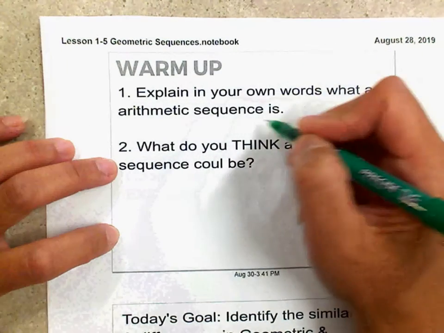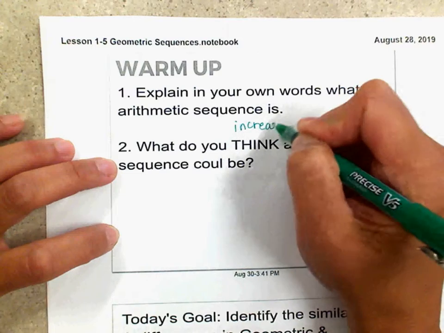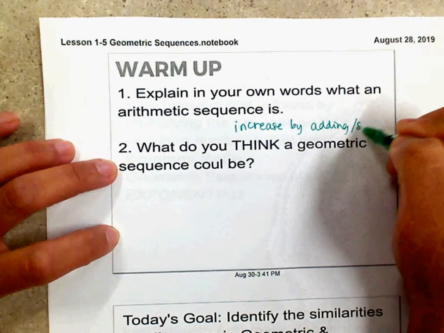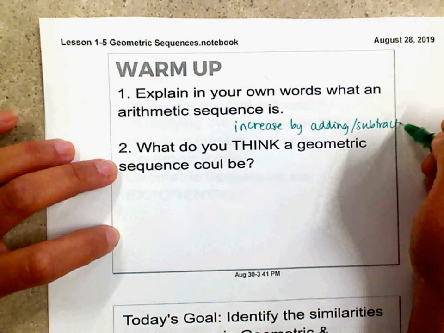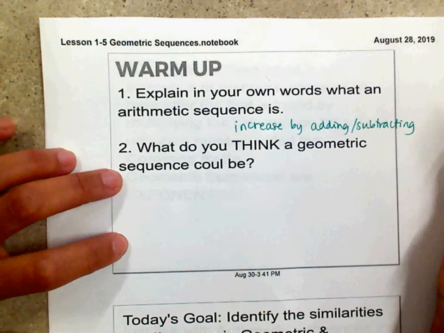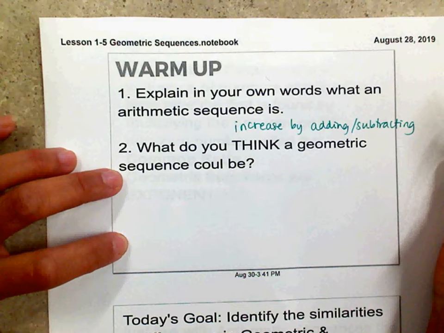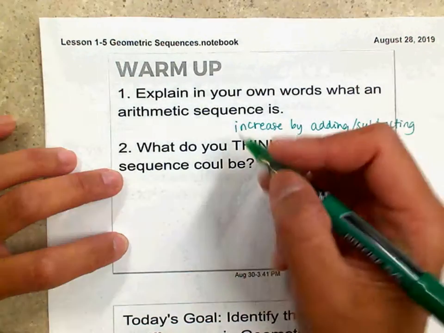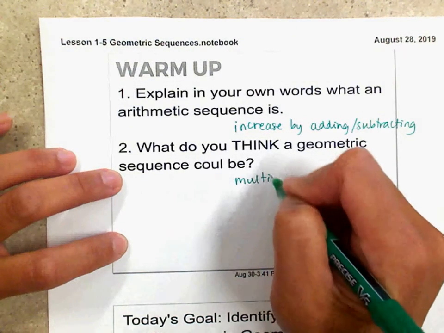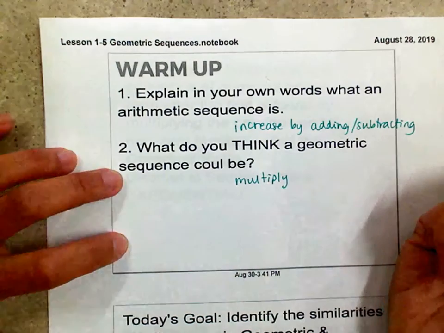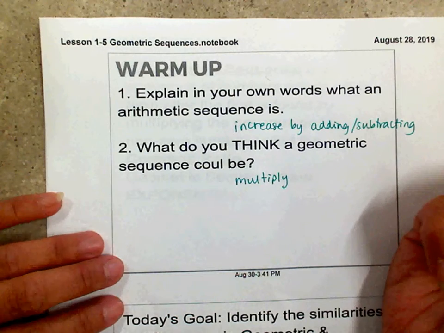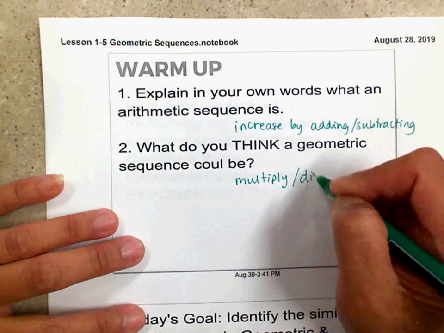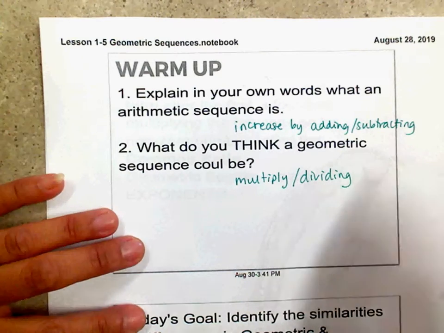Arithmetic sequence means it's an increase by adding or subtracting. What do you guys think a geometric sequence is? Multiplying. Very good. You can talk about shapes too, because basically you're multiplying: length times width times height. What's the opposite of multiplying? Dividing. Awesome. You guys are so good. All right. I hope it's recording.